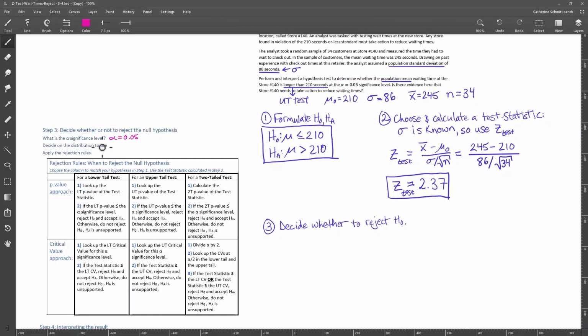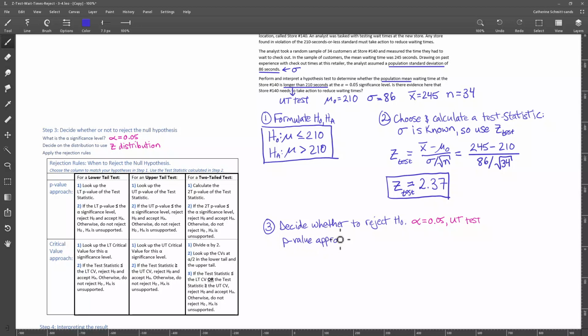Second, we need to decide on the distribution to use, and that comes from the letter of the test statistic. In this case, we will be using the z distribution for the z-test statistic. Finally, we need to know what type of test this is because that determines the rules to follow when we get to the rejection. This is an upper tail test because we set up upper tail hypotheses. So we will be using upper tail rejection rules.